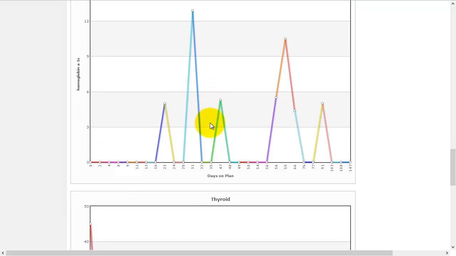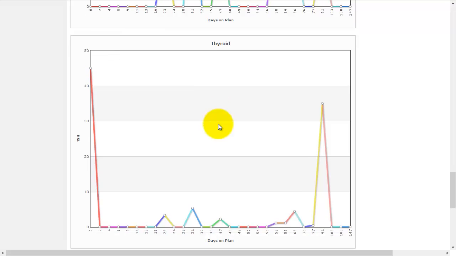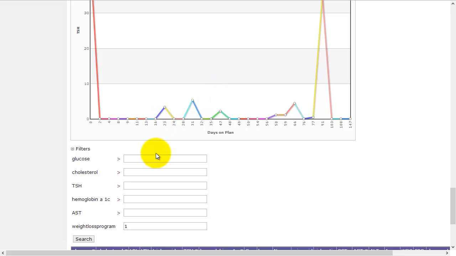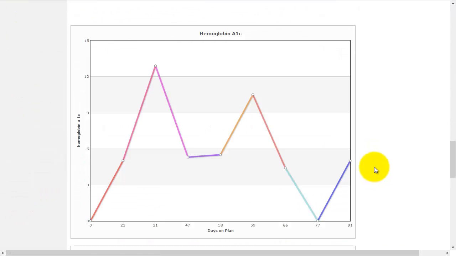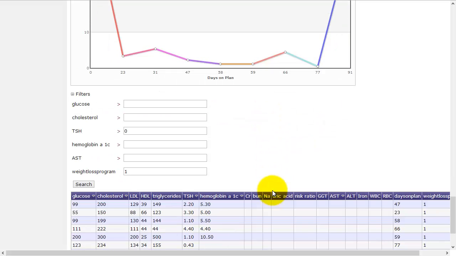So when you have a lot of data in here, these graphs will start to make more sense. Thyroid I added since weight loss can affect thyroid function. So suppose we did a graph of TSH and we showed that across our meal plans TSH was going up. Might be very interesting for tracking. Then you can filter these out by lab or by weight loss program. So let's say we filtered it out by TSH greater than 0. That'll clear up that TSH graph, and it's just going to show the TSHs that were greater than 0.